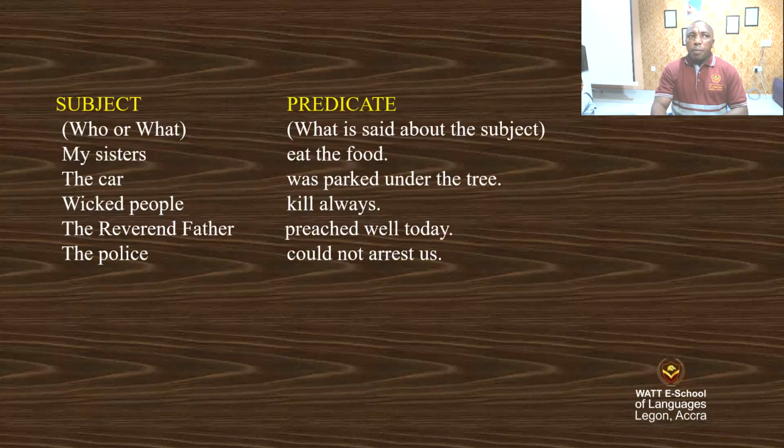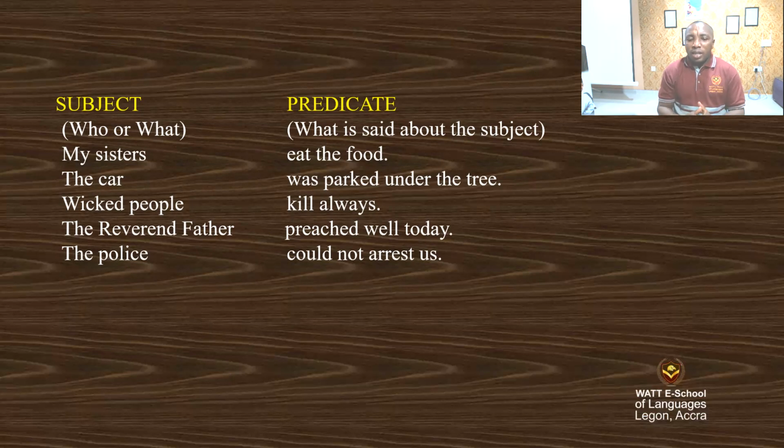Let's have a look at the predicates. In the sentences, we have the subject and the predicate. You can see it on your screen. Let's take the first sentence. What is being said about the subject? My sisters eat the food. The car was parked under the tree. Wicked people kill always. The Reverend Father preached well today. The police could not arrest us.